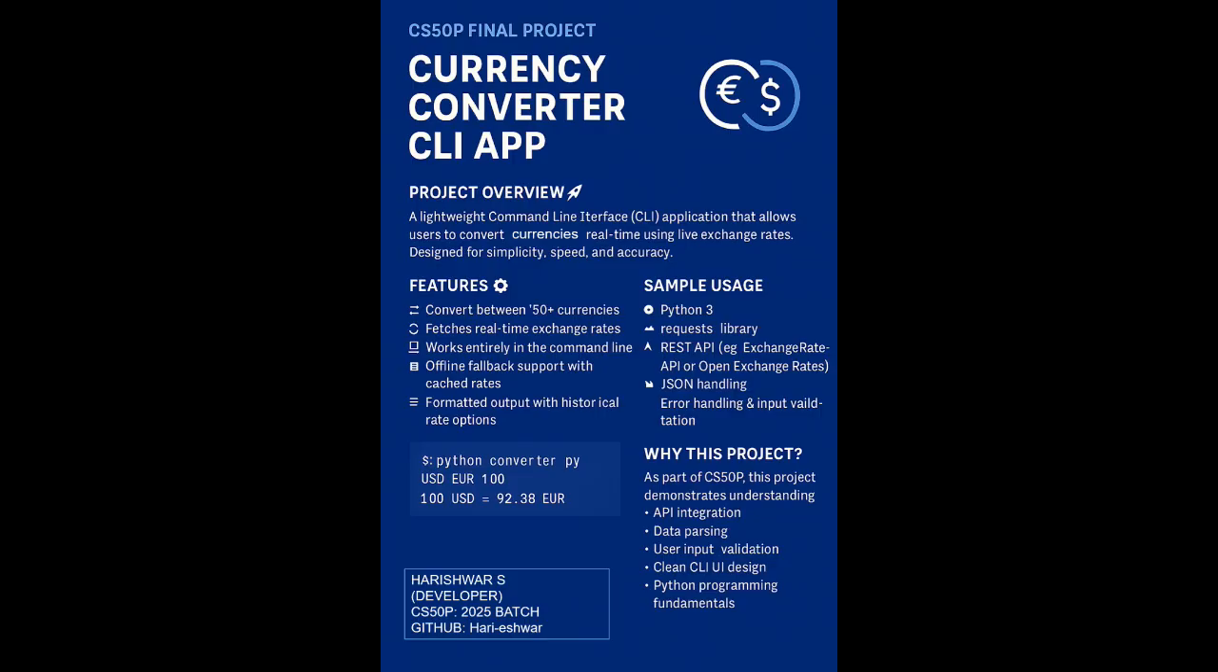I have also attached an example output. As you can see here, python converter.py USD to EUR 100. Here we have converted 100 US dollars to European currency, that is, 100 US dollars is equal to 92.38 euros. So let's get deeper into the project.